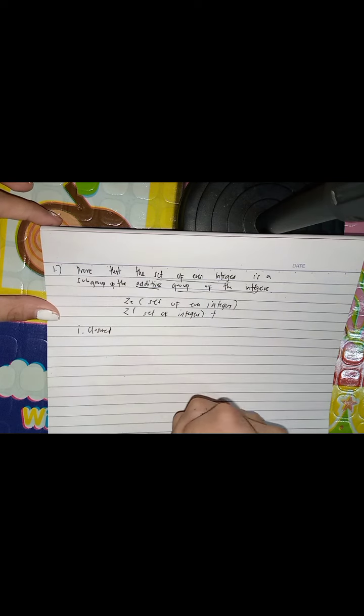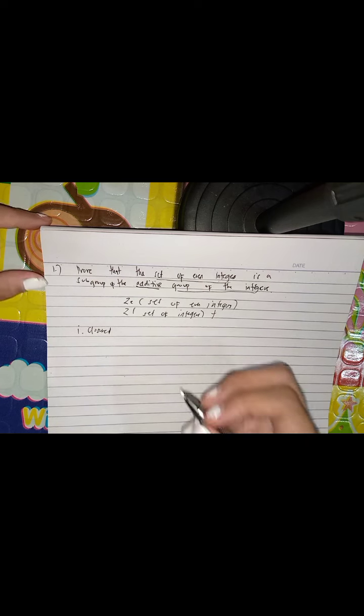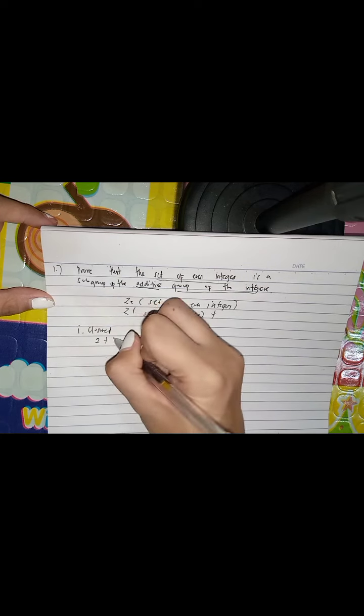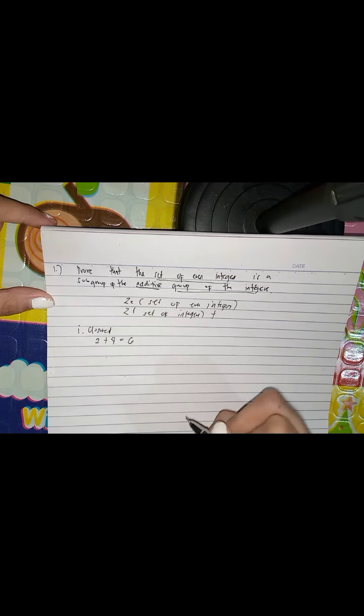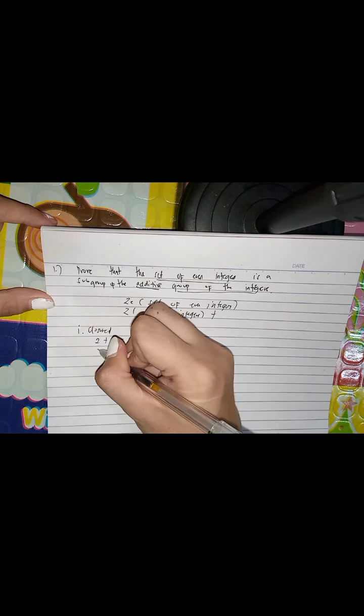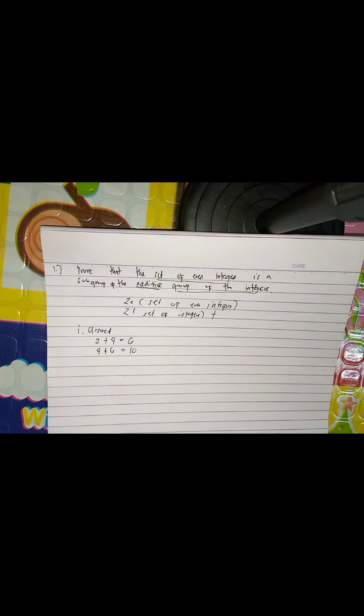So, dito sa closure, mag-iisip lang tayo ng dalawang number na even integers, and then kapag inadd siya, dapat yung makuhang sagot is also an even integer. So, sabihin natin 2 and 4. So, 2 plus 4 is equal to 6. So, yung 6 is even integer then. Then, 4 and 6. So, 4 plus 6 is equal to 10. So, yung 10 is also an even integer.